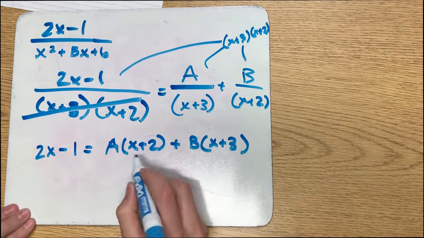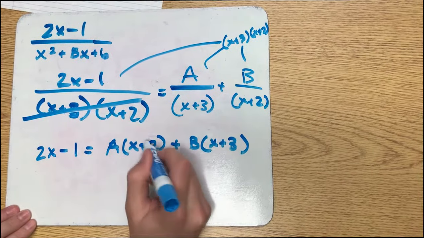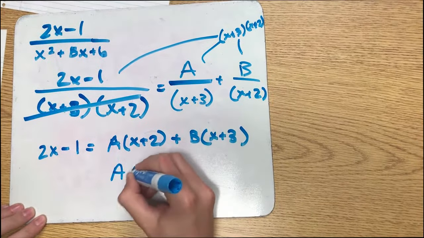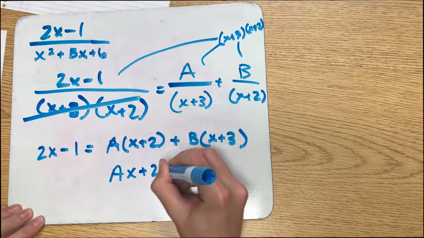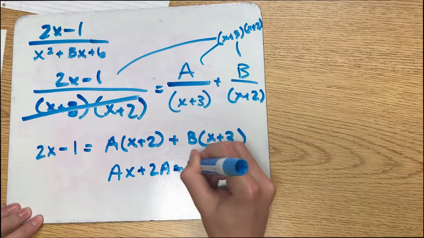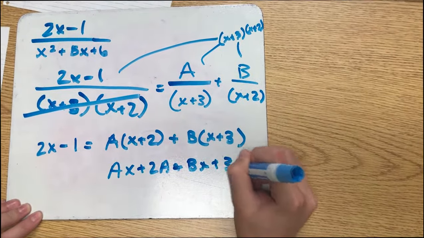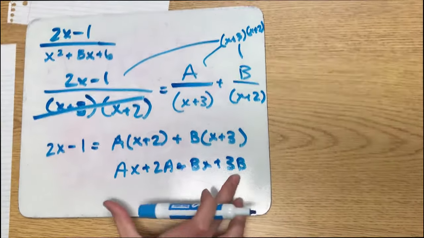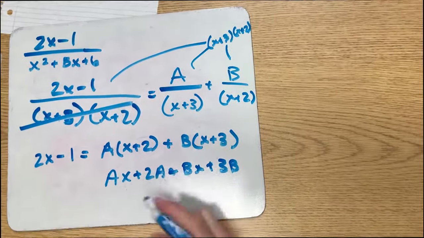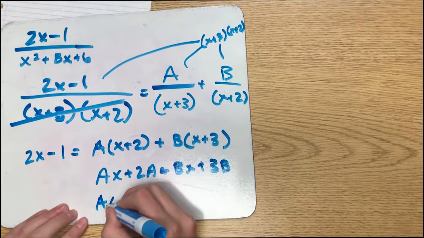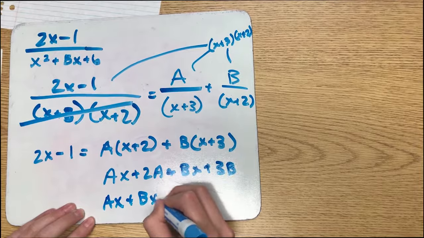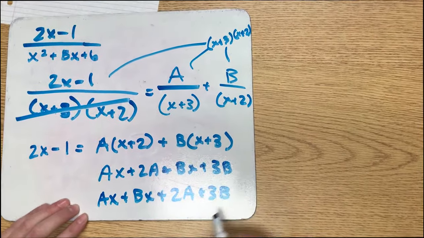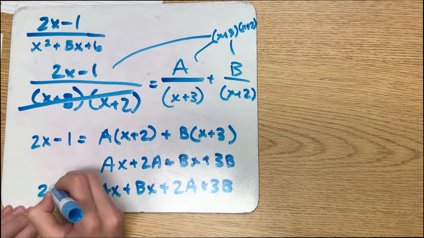Alright, and now we want to distribute the A and the B to both of the factors, so we'll get Ax plus 2A plus Bx plus 3B. And then we want to combine like terms, so we'll do Ax plus Bx plus 2A plus 3B. Alright, equals 2x minus 1.